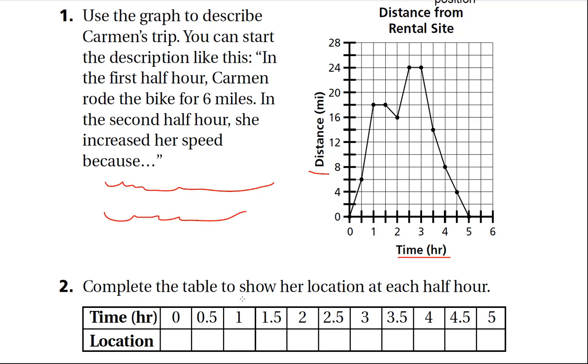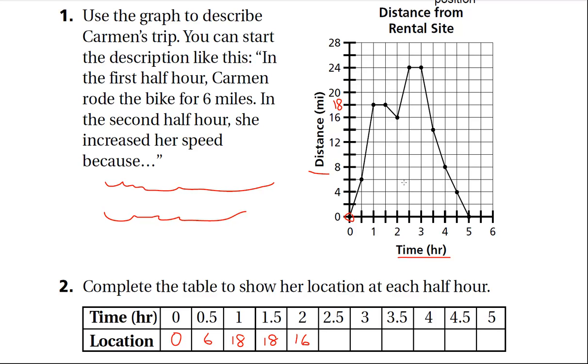Alright, here, complete the table to show her location at each half hour. So again, here's 0, of course. So she went 0. At the half hour, right here, she went 6. At hour 1, she was at 18. Hour and a half, right here, still at 18. At 2 hours she was at 16, right?